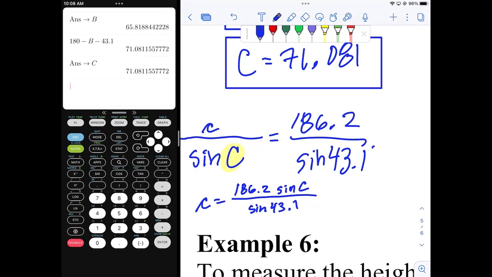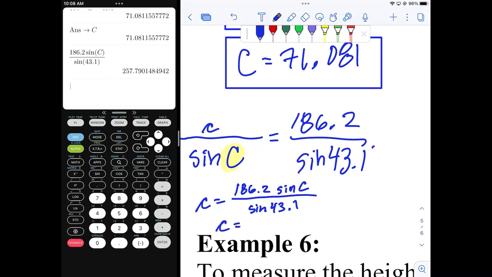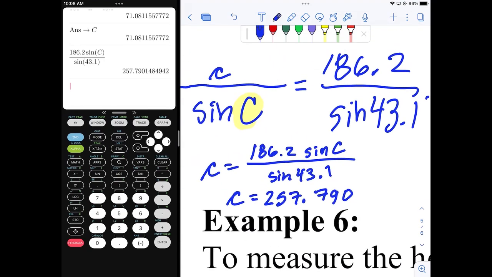And now we'll just type it in. Alpha y equals, boom, 186.2 times sine of alpha C all over sine of 43.1. Hit enter, and there it is. Little c is 257.790. Do we need that third zero in our report? Yes, because it's not a terminating zero, right? It's just another value in the accuracy. So yeah, we need the zero there.